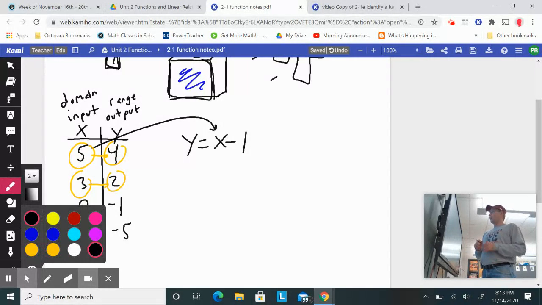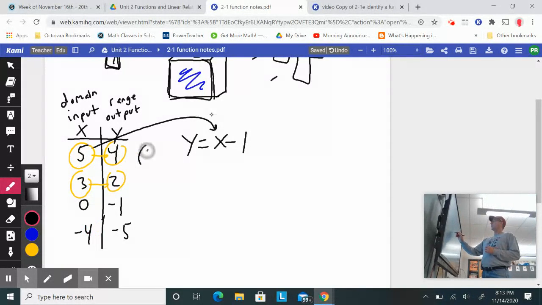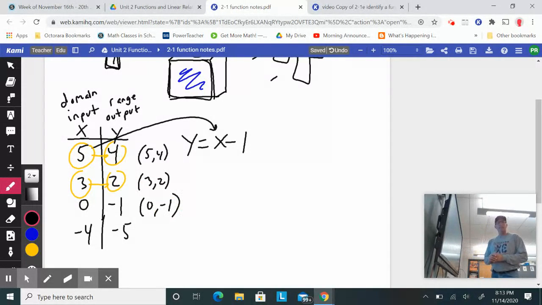And then what you can do with those inputs and outputs, you can write them as ordered pairs, right? You're familiar with those. And then every ordered pair, you can take it and go to a coordinate plane, an x and y axis, and you can graph those. You can graph functions also.